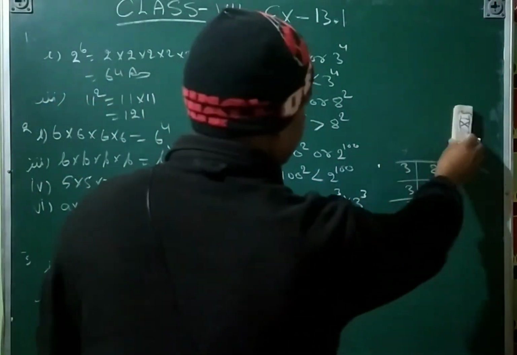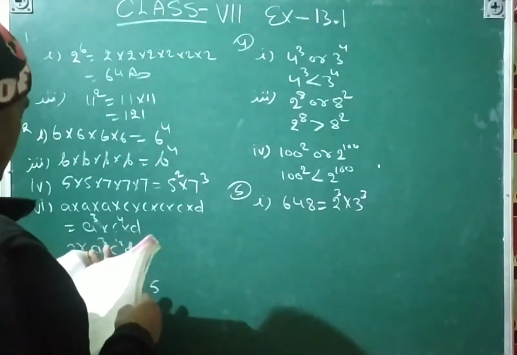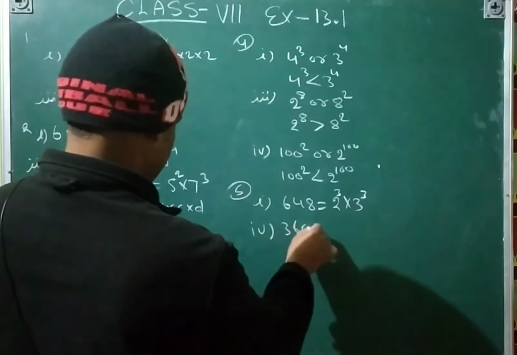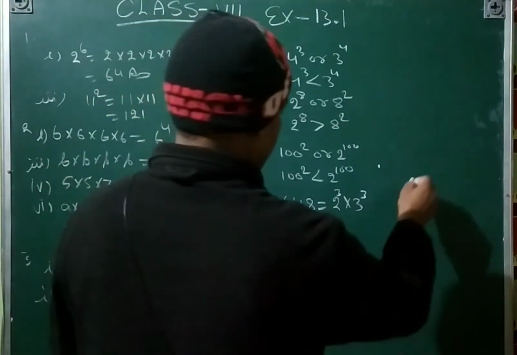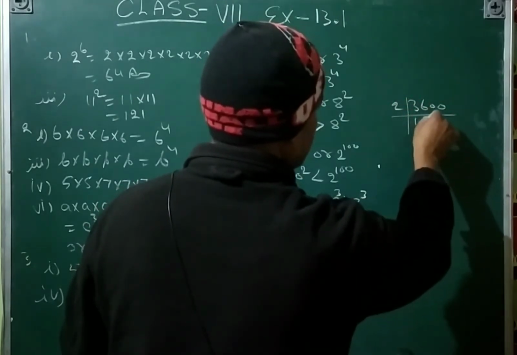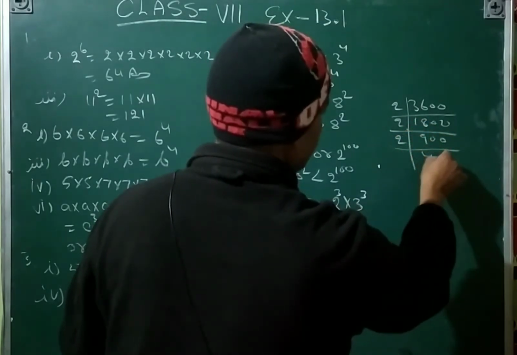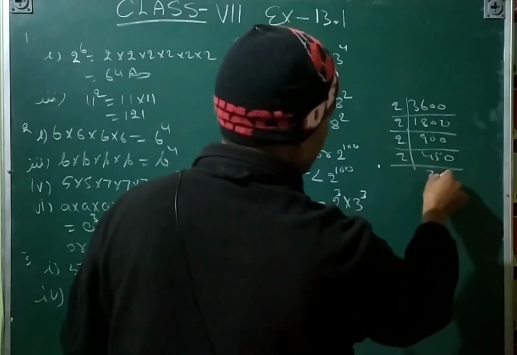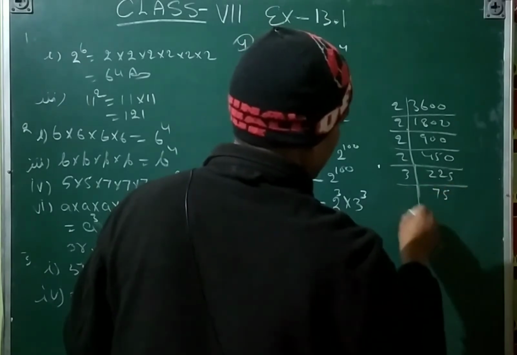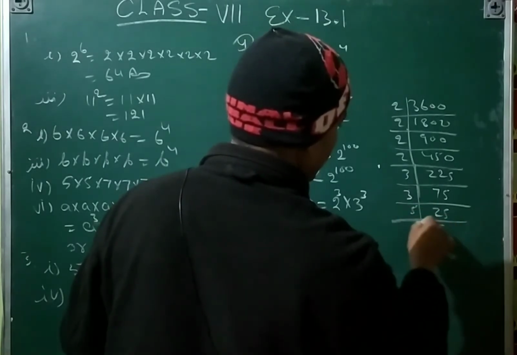And then similarly you will do the other part also, and then see the last part, 3600. So here 3600 divided by 2 is 1800, and by 2, 900, and then by 2, 450, and then by 2, 225, and then by 3, 75, by 3, 25, and then by 5, 5, and by 5, 1.